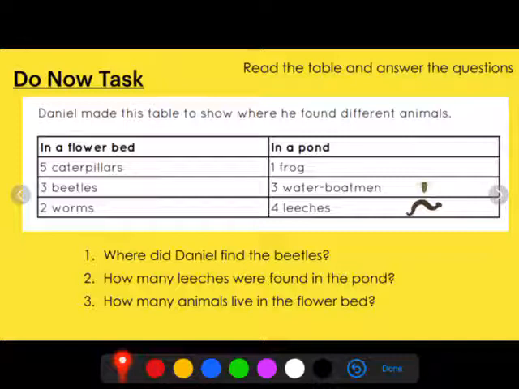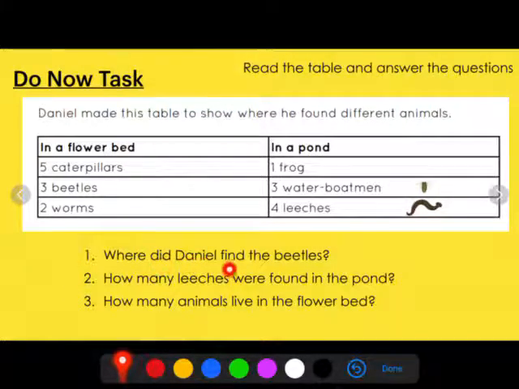Daniel made this table to show where he found different animals. So as you can see, there's a table showing the different animals he found in a flower bed and the animals he found in a pond. So in a flower bed, Daniel found 5 caterpillars, 3 beetles and 2 worms. In a pond, he found 1 frog, 3 water boatmen and 4 leeches. So let's have a look at the 3 questions.